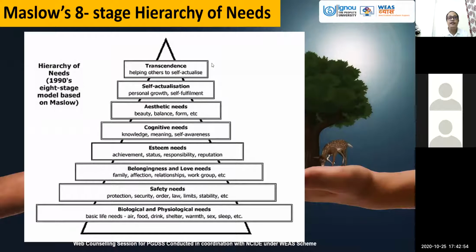Then another is, when you have all these things, you will have aesthetic needs, that is beauty, balance, form, and others. Then, as you know, the last need is transcendence, helping others to self-actualize. So this is the modified hierarchy of needs proposed by Maslow.